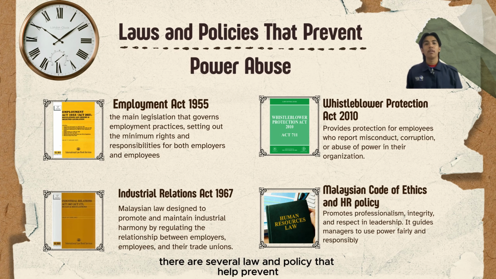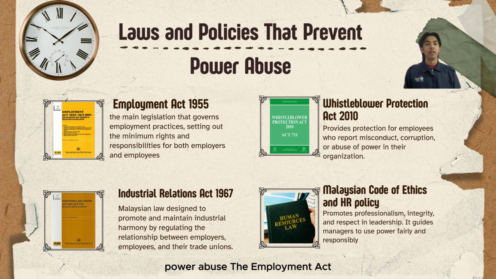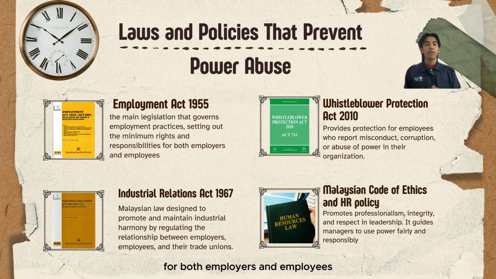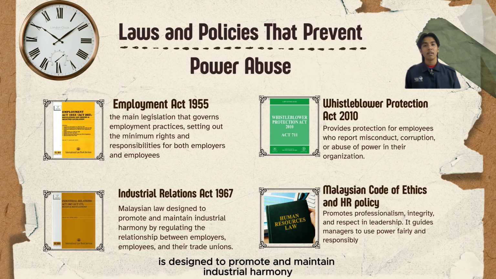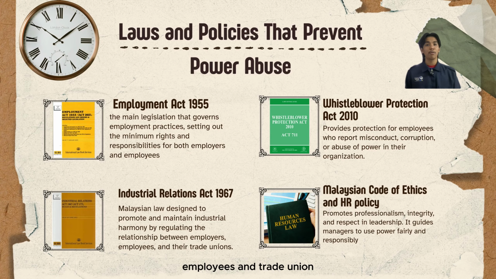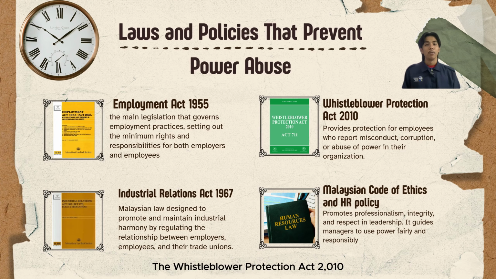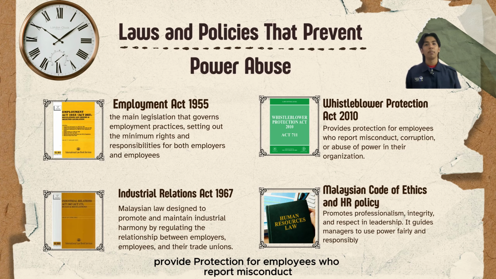In Malaysia, there are several laws and policies that help prevent power abuse. The Employment Act 1955 is the main legislation that governs employment practice. It sets the minimum rights and responsibilities for both employers and employees. Second, the Industrial Relations Act 1977 is designed to promote and maintain industrial harmony. It regulates the relationship between employers, employees and trade unions, especially in cases of dispute or unfair treatment.